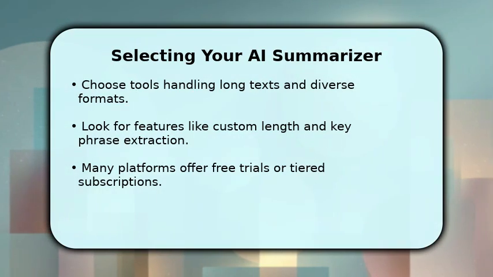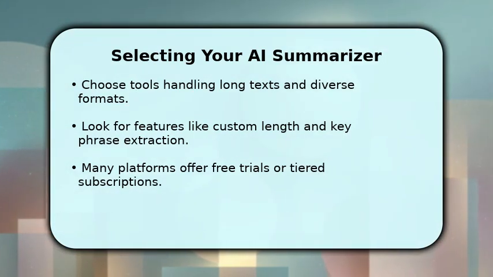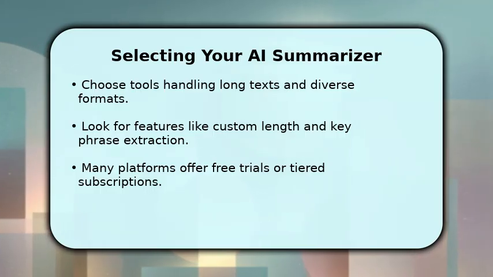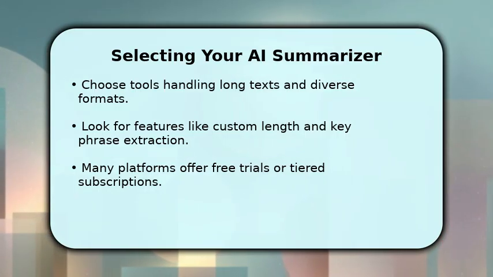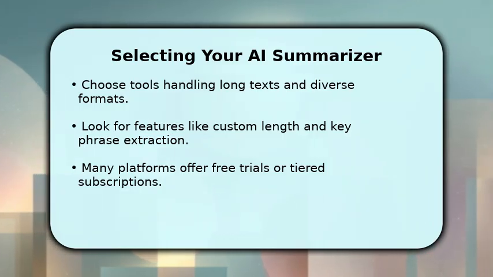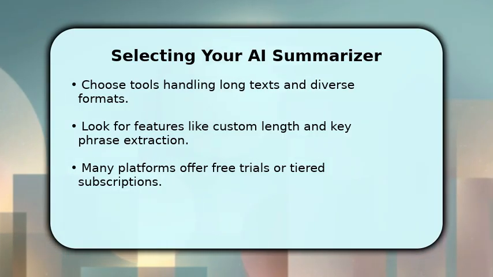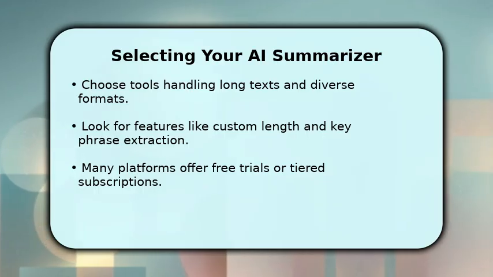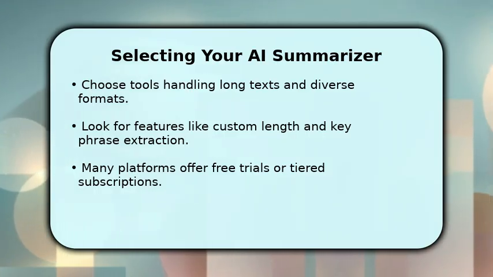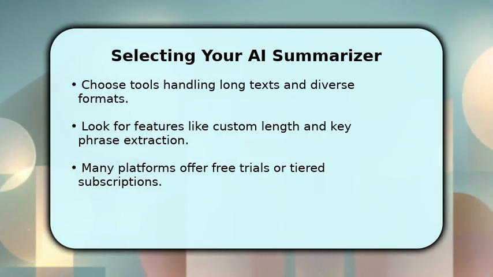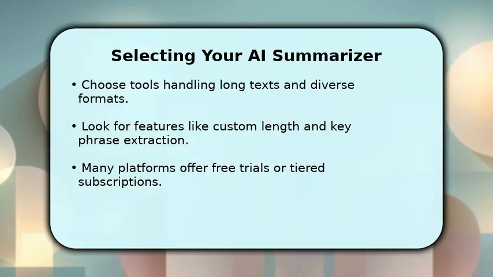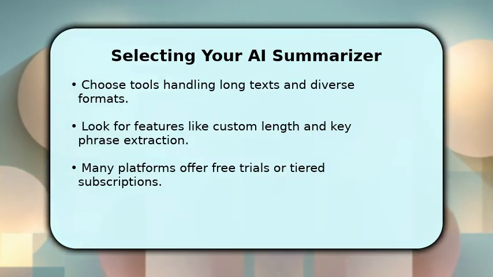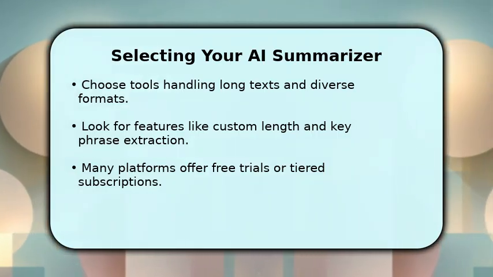When selecting an AI summarization tool, consider its ability to process lengthy documents and various file types, like PDFs or ebooks. Some advanced platforms offer features such as adjustable summary length, allowing you to specify a summary of, say, 200 words or the extraction of key phrases. Many providers offer a free trial period, typically for 7 to 14 days, or different subscription tiers to suit your specific needs and usage frequency.